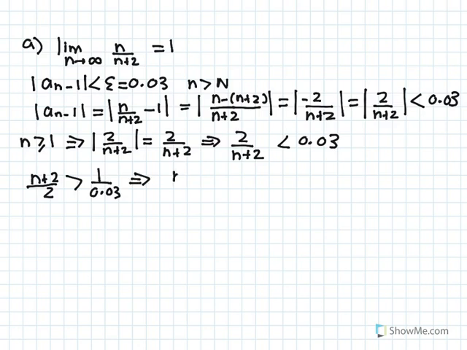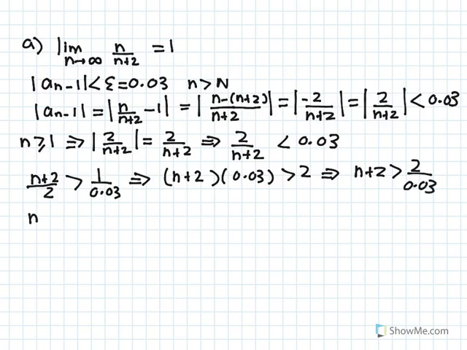And cross-multiply, we get n plus 2 times 0.03 is larger than 2. So we get n plus 2 larger than 2 divided by 0.03. Simplifying further, subtracting 2 from both sides, n larger than 2 divided by 0.03 minus 2. Let me put this in a calculator. Easier to do it that way.